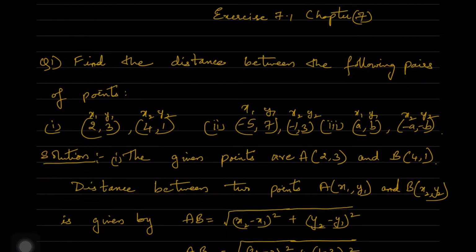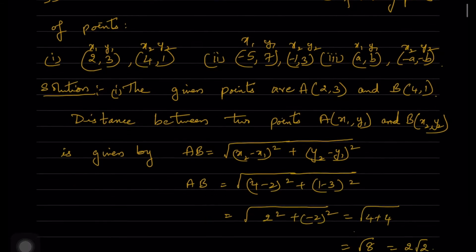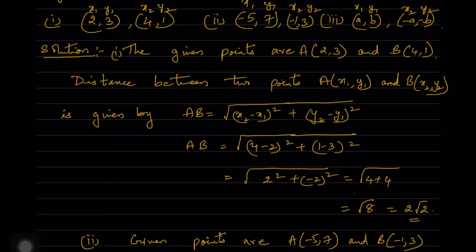Chapter 7, exercise 7.1. Find the distance between the following pairs of points. Here we are given different pairs of points. So what are we doing? We are finding out the distance between these 2 points. Here you can see clearly given x1, y1, x2, y2. How to find out the distance? We'll use the formula which we have derived in the previous video I have shown you.